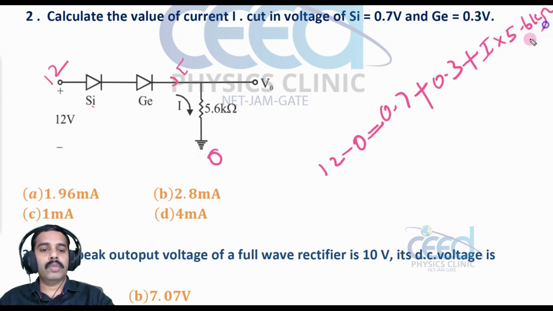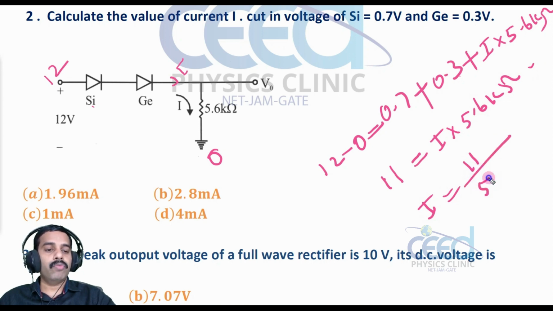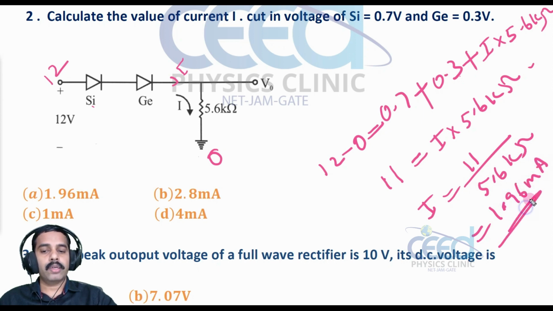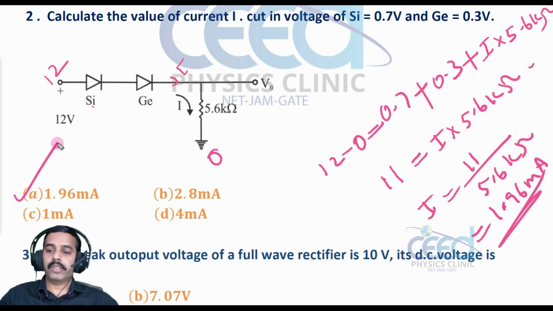5.6 kilo ohm. So 12 minus 1 is equal to 11. 11 is equal to I into 5.6 kilo ohm. So that means I is equal to 11 divided by 5.6 kilo ohm, that is equal to 1.96 milliampere. So option A is correct.